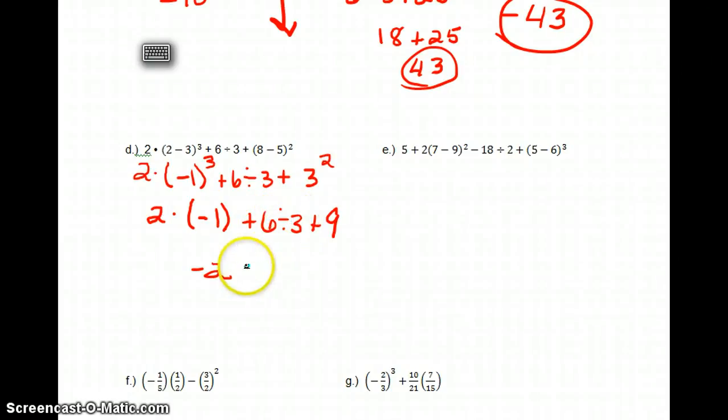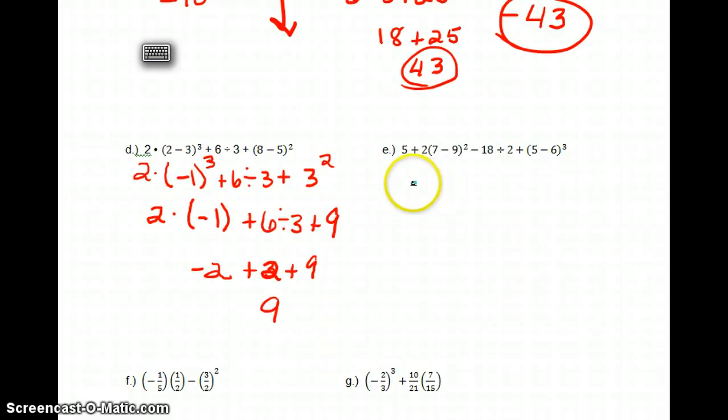6 divided by 3 is 3. And then I'm going to bring down my 9. And now I have some math that I can take care of. Oh, I made a mistake there. That is 2. Sorry. 6 divided by 3 is 2. Lastly, I am going to add. So we have negative 2 plus 2, which makes 0, plus 9 is 9.